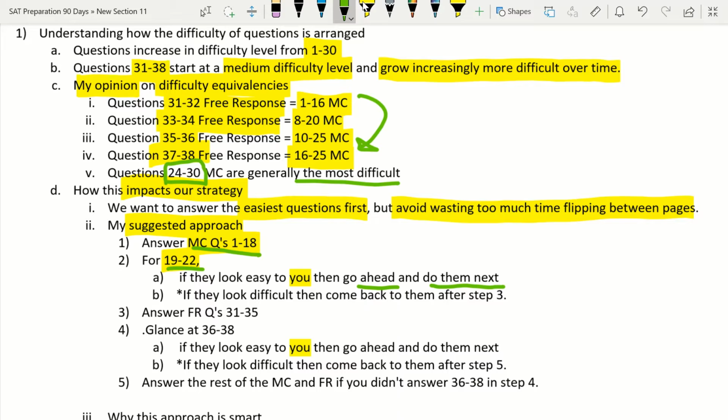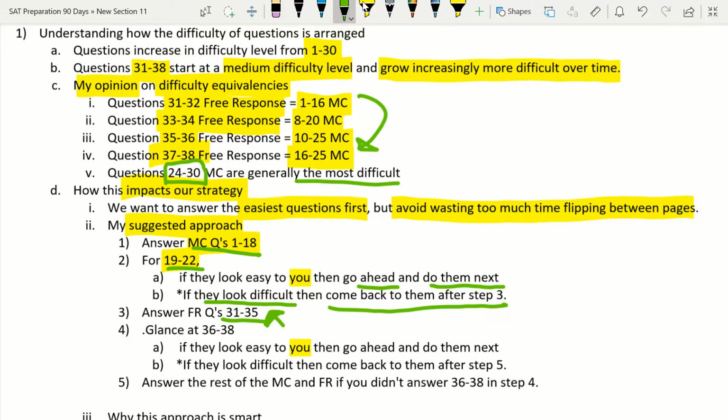Now, if at any point in 19 through 22 you approach a problem that looks difficult, then I recommend that you come back to it after step 3, which is answering free response questions 31 to 35. So after you've answered multiple choice 1 through 18, go from 19 to 22, and if you find any that seem difficult, at the one that seems difficult, switch over to the free response questions 31 to 35. Now, if none of 19 through 22 seem difficult, then answer all the way to 22, and then switch over to the free response and answer 31 to 35.